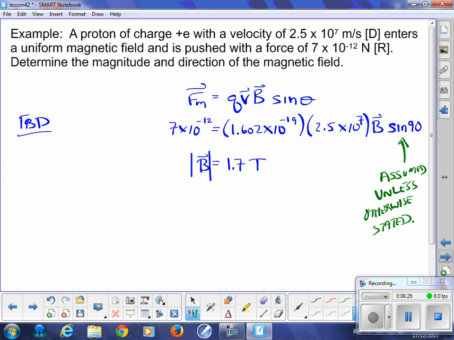So a proton with a velocity of 2.5 meters per second down. So here is my electron. It is moving with a velocity downward. The uniform magnetic field pushes it with a force of 7 times 10 to the negative 12 to the right. So there is a force acting in this direction. So using our right-hand rule here, we need to put our palm heading in the direction of the magnetic force. So this is direction of palm.